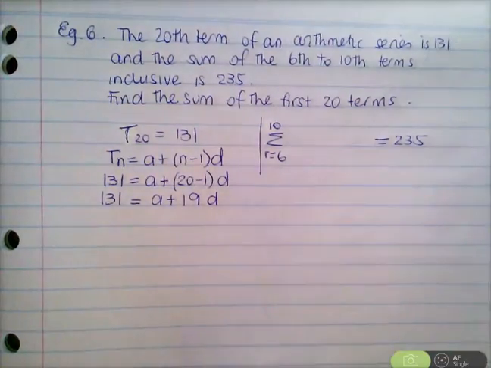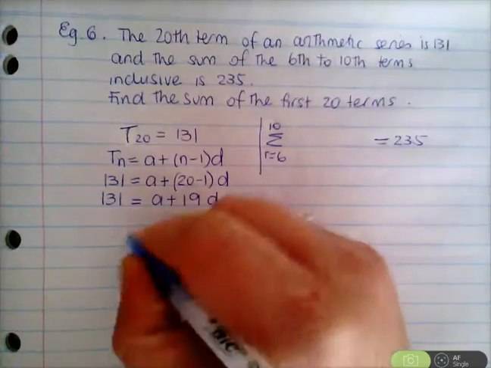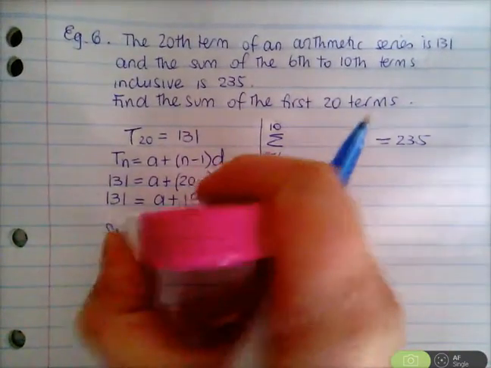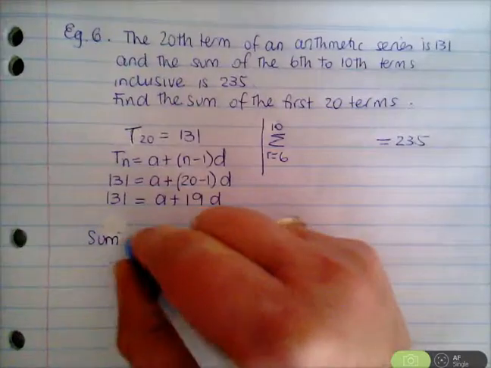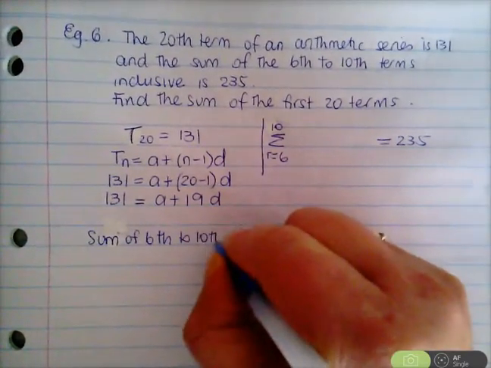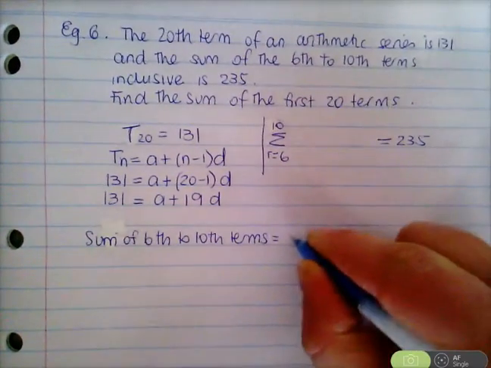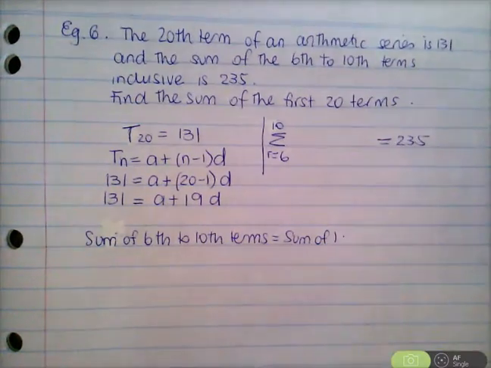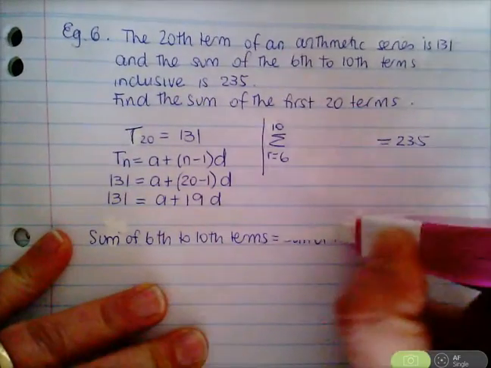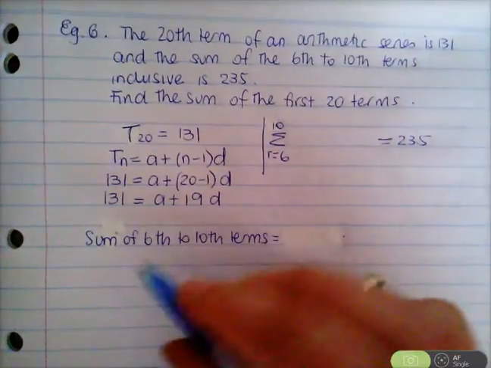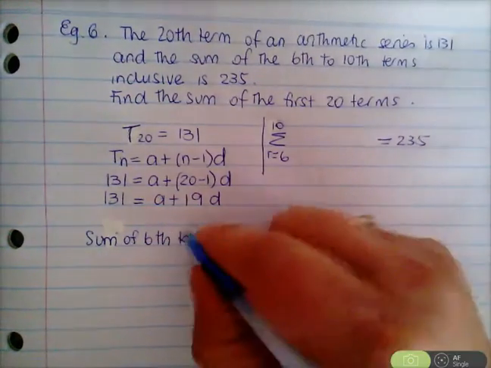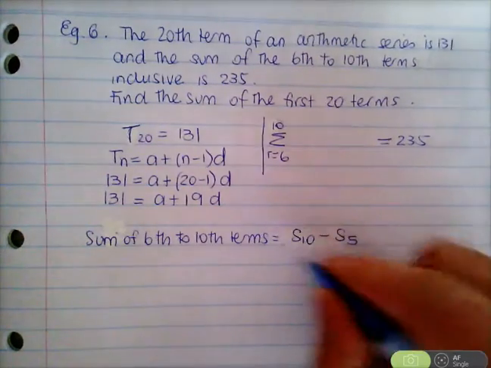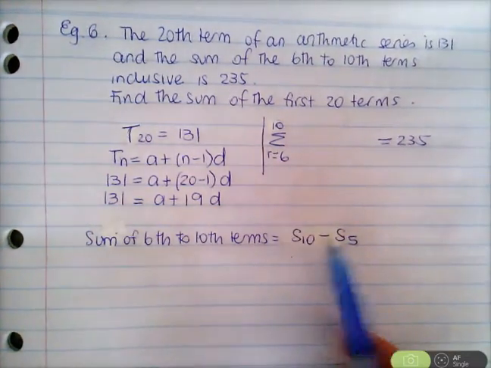Now, what I'm going to do here, I'm just going to leave that for now, but I'm going to do the sum of the first, of the 6th to the 10th terms will be the same as the sum of the first 10 terms, S10, minus the sum of the first 5 terms. So that's sum of first 10 minus sum of first 5.